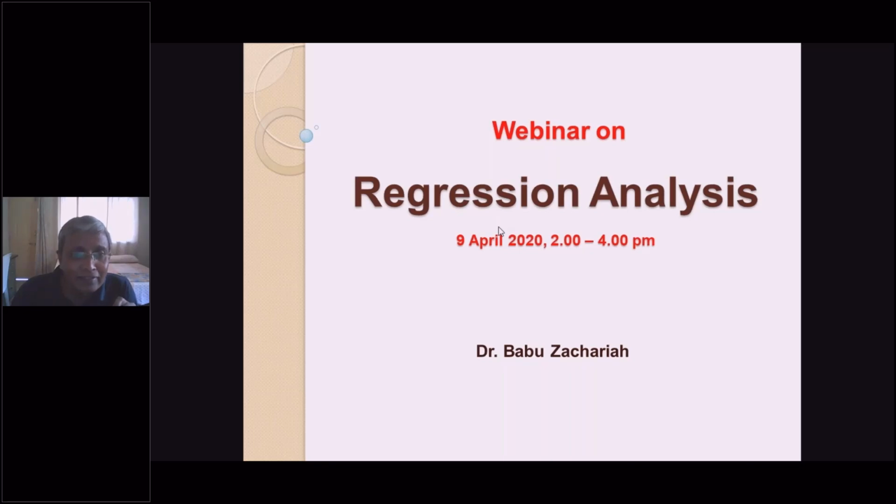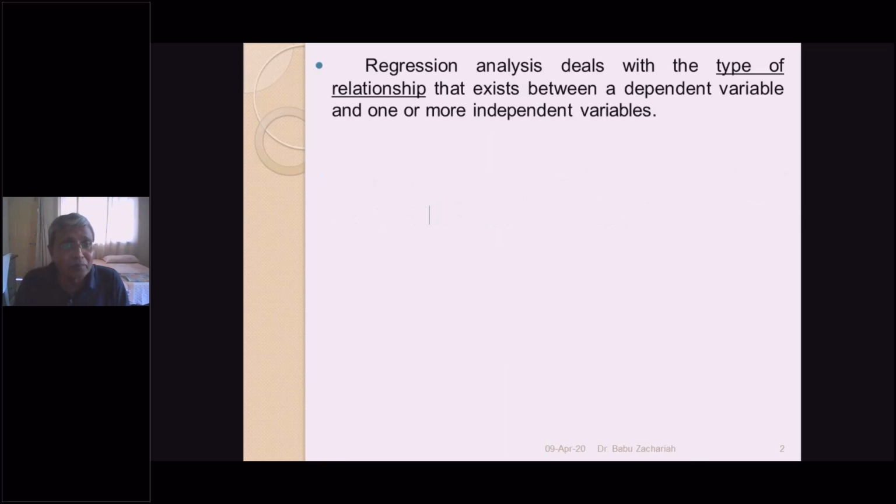Regression analysis. First of all, we have to understand what is regression. In regression analysis, we deal with a type of relationship that exists between a dependent variable and one or more independent variables. So when you talk about relationship, how do you understand that?